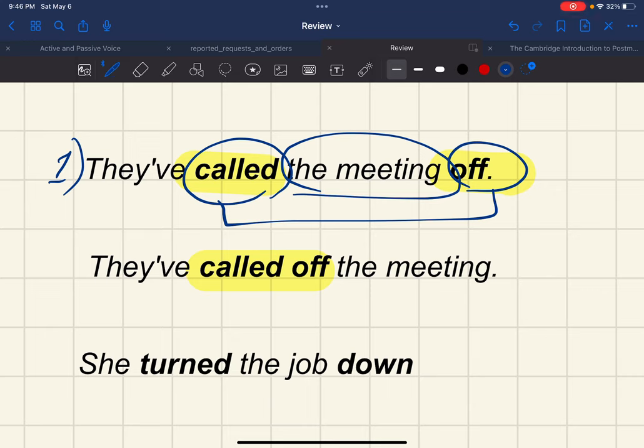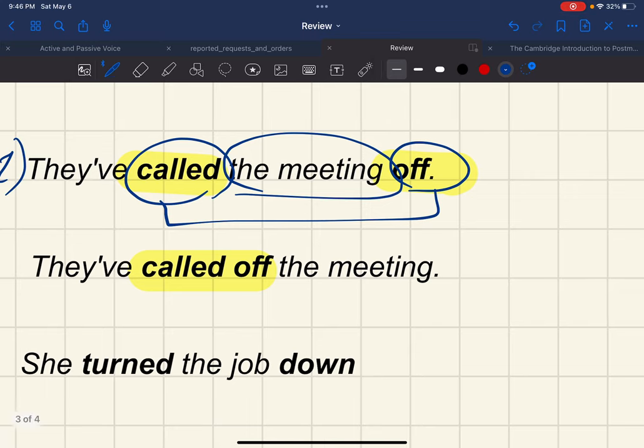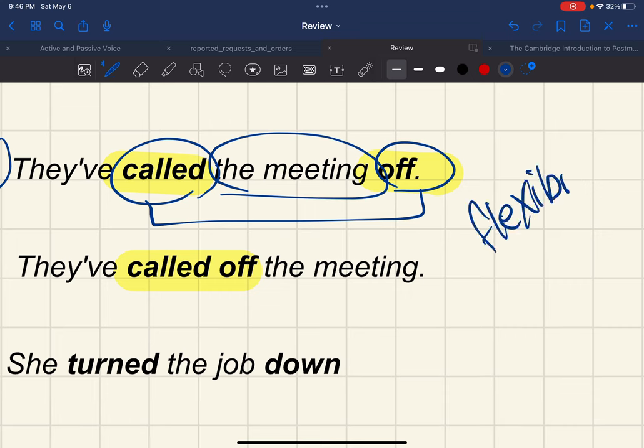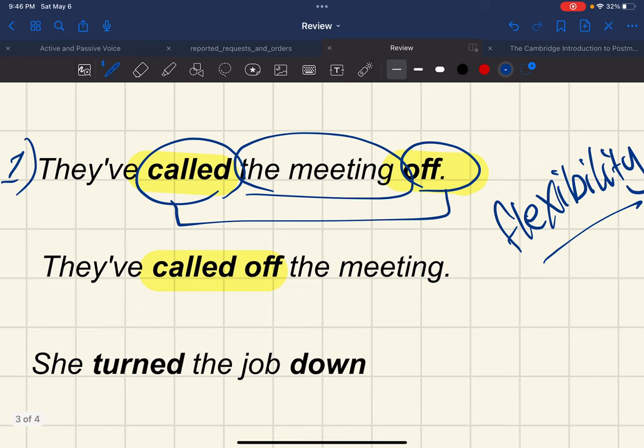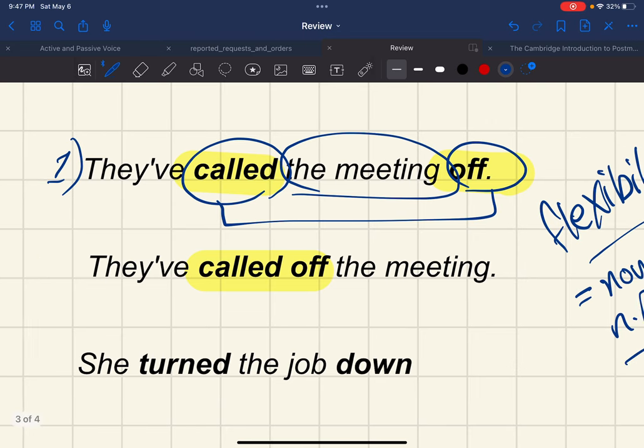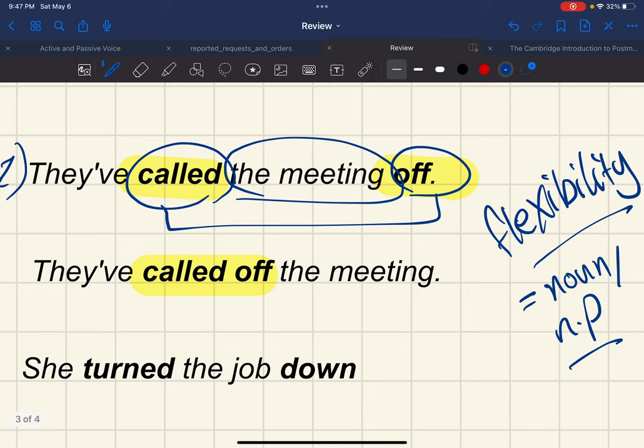First, keep in mind, if your object is a noun or noun phrase, it is flexible. What do we mean by flexibility? Flexibility of the object equals noun or noun phrase. What do we mean by this? In the first sentence, they have called the meeting off, the object is a noun phrase. It's not one word, it's not just a noun, it's a noun phrase because you have the and meeting. This here is a noun phrase and it comes between the verb and particle.